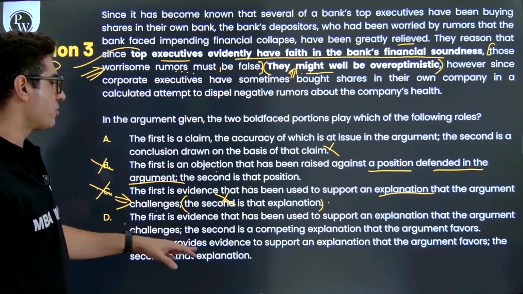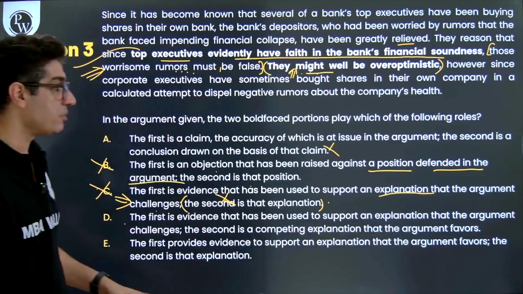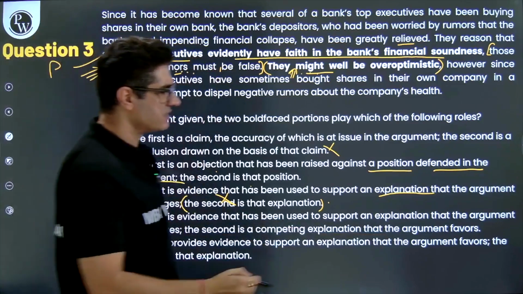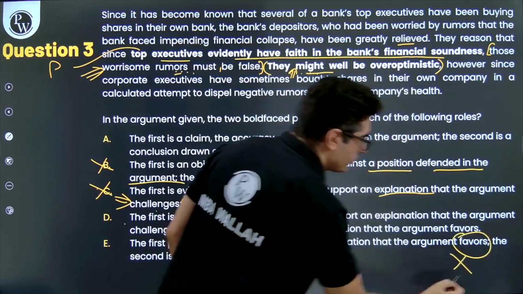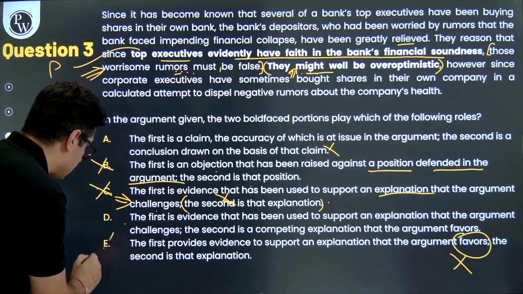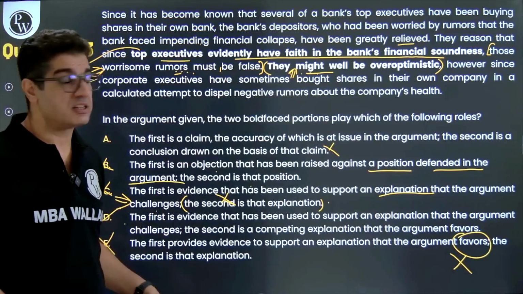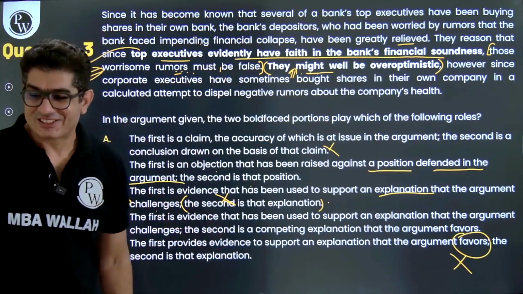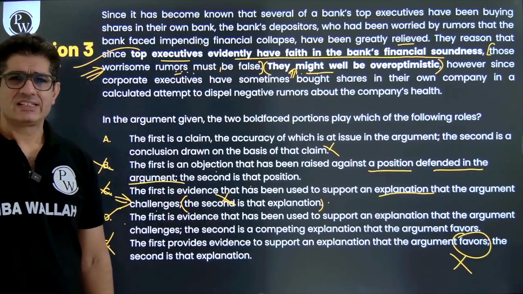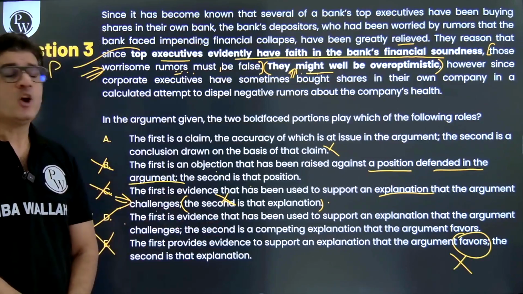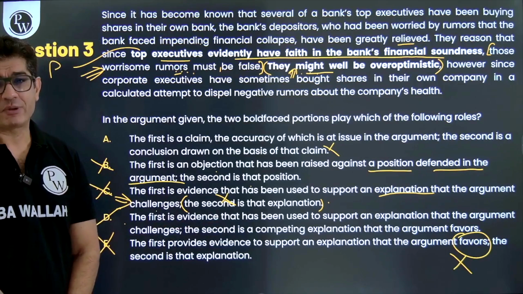E, the first provides evidence to support an explanation that the argument favors. It is supporting this fact that the rumors must be false. Does the author favor it? No, he does not. He is against it. So even E gets eliminated, and therefore the best answer choice for us is option D. So here you go. A session where we went ahead and worked on 3 high quality boldface questions. I hope that gave you some additional insights.